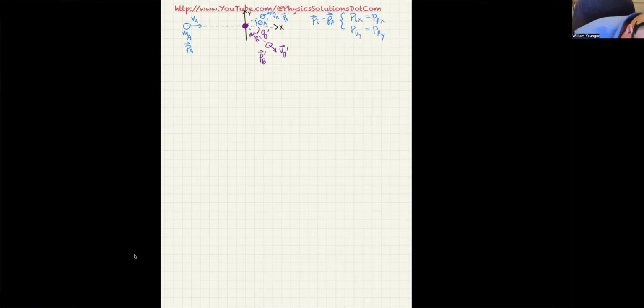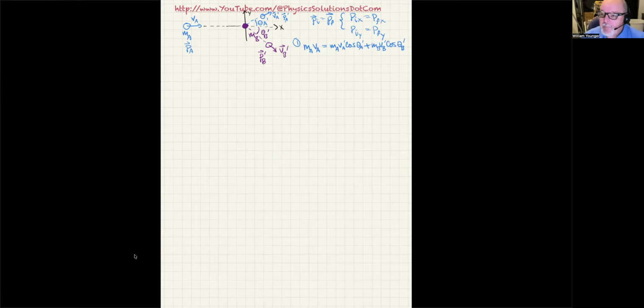So, with that in mind, I'm going to go ahead and write MA VA is equal to, now I'm going to take MA and multiply it by VA prime, but to get the x component I have to multiply that by cosine theta A prime, plus MB times VB prime cosine theta B prime, like that. That's equation one, and that's the x component that I just did.